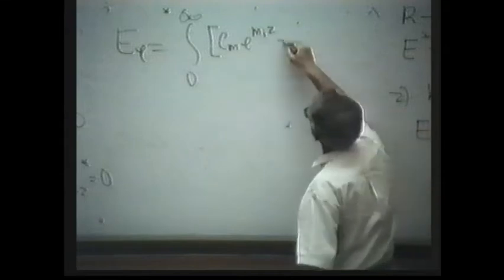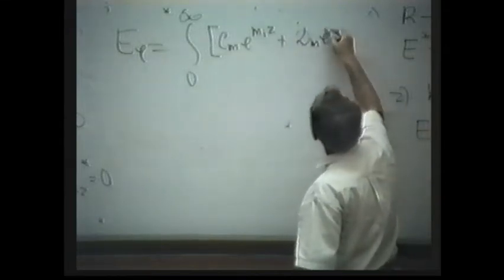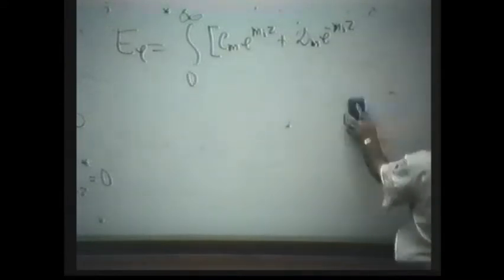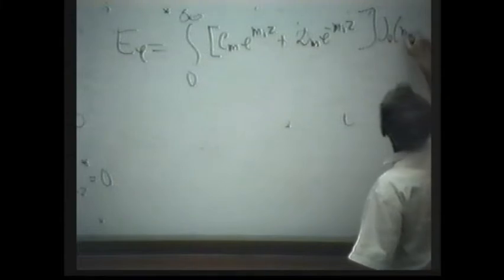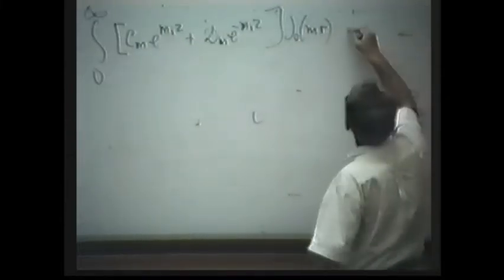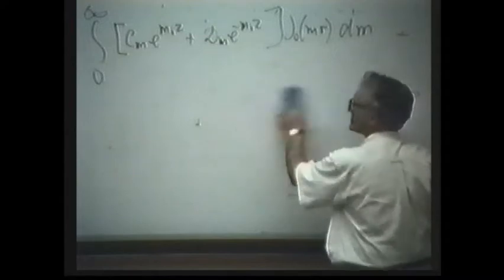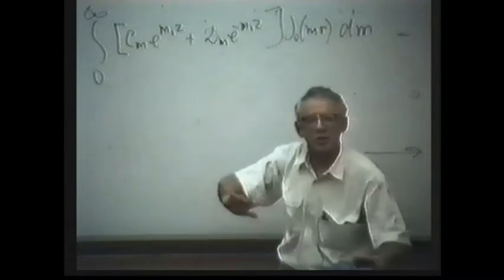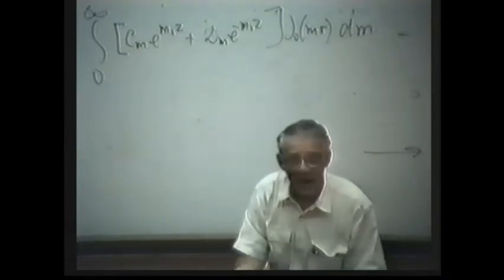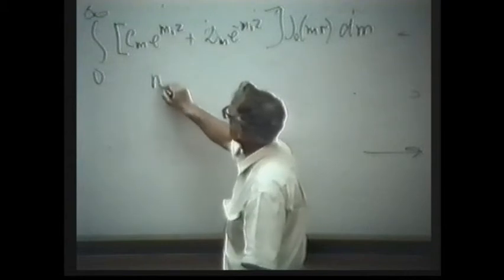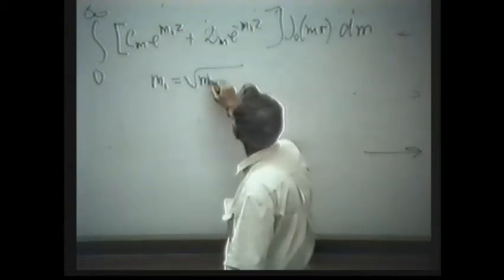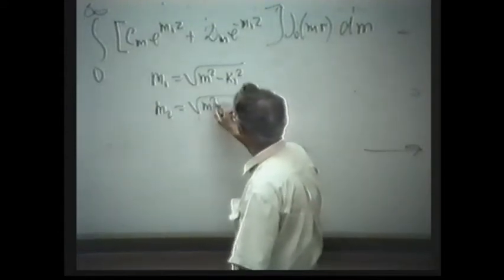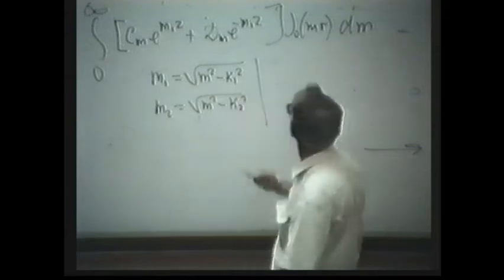Cm e^{imz} plus Gm e^{-imz}, and here the function is Bessel, J0(mr), Gm. What is what? These coefficients don't depend on z and r. What is m1? m1 equals square root of m squared minus k1 squared. m2 equals square root of m squared minus k2 squared.